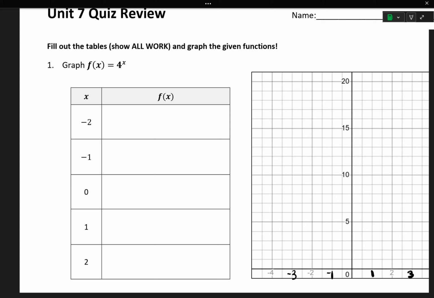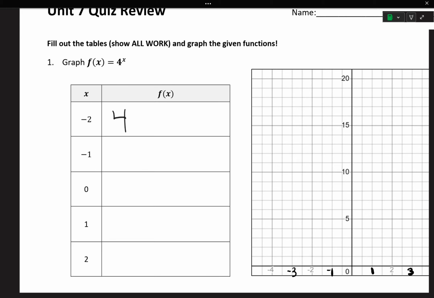Let me quickly remind you, as I put my headphone back in my ear, that the way we enter into our calculator is we type the 4, and then we click this little button, this caret, and then you type the -2 that we have from x. You should get 1/16. You continue doing this over and over again, plugging in -1 for x, 0, 1, and 2.